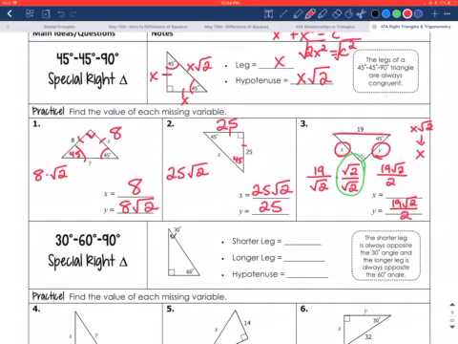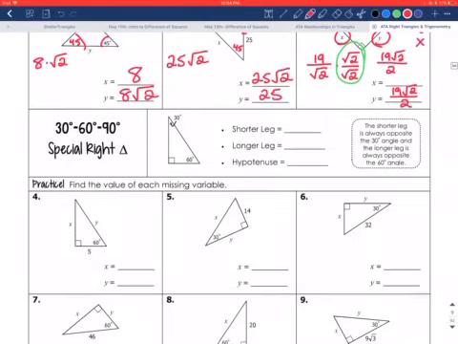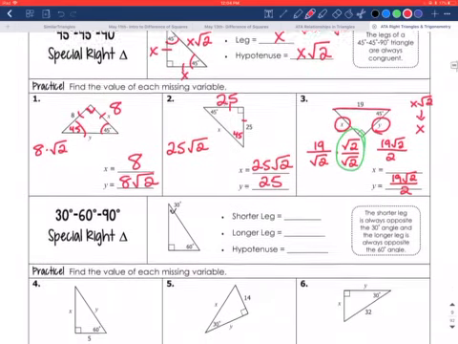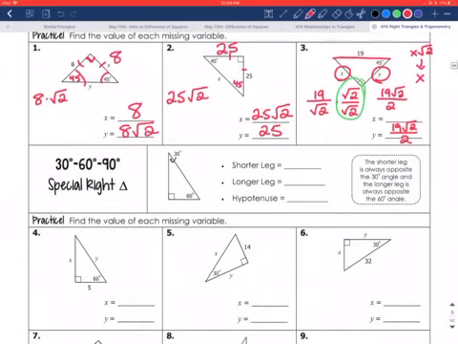So 19 square roots of 2 divided by 2 is your final answer. You don't have to divide out 19 by 2 and make that an 8.5. That's perfectly fine. Don't even worry about it. 9.5. Yes, 9.5, not 8.5. Jeez. All right, so we have the same sort of concept with a 30, 60, 90 special right triangle.